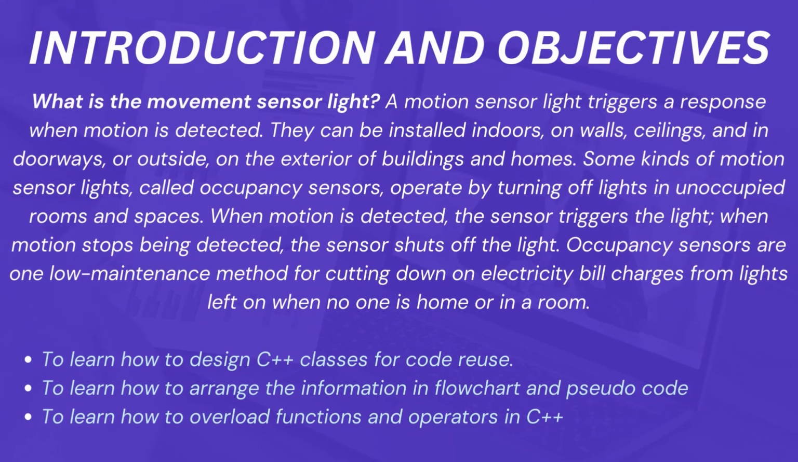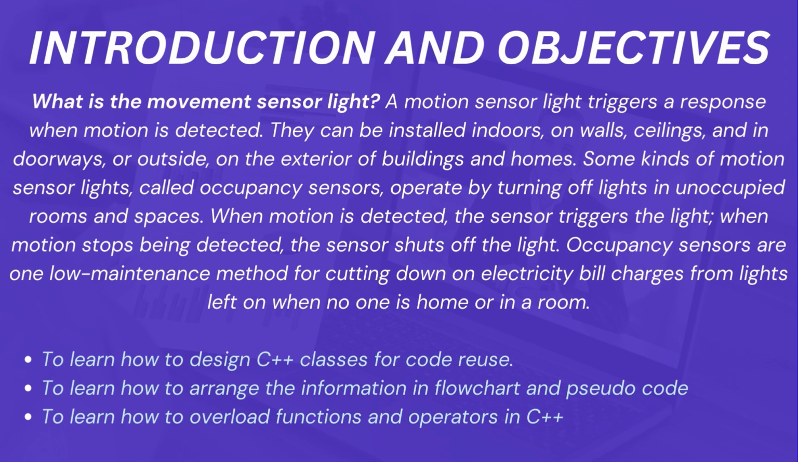So for introduction and objective, what is a movement sensor light? A motion sensor light triggers a response when motion is detected. They can be installed indoors, on walls, ceilings, in doorways, or outside, on the exterior of buildings and homes. Some kinds of motion sensor lights are called occupancy sensors, which operate by turning off lights in unoccupied rooms and spaces.